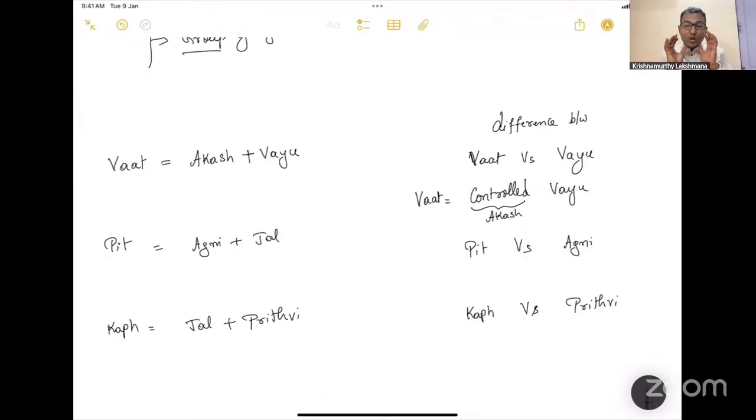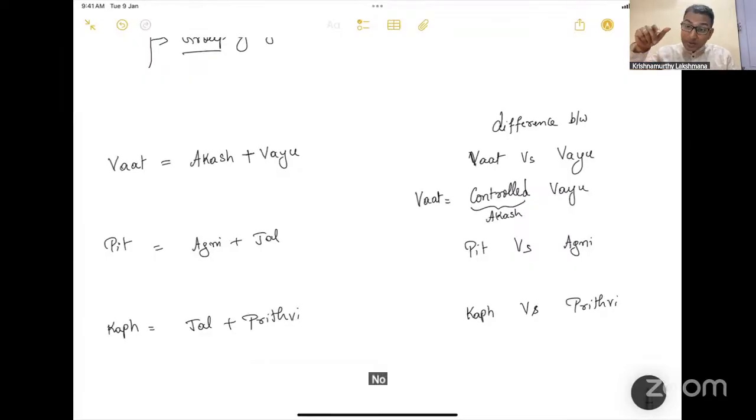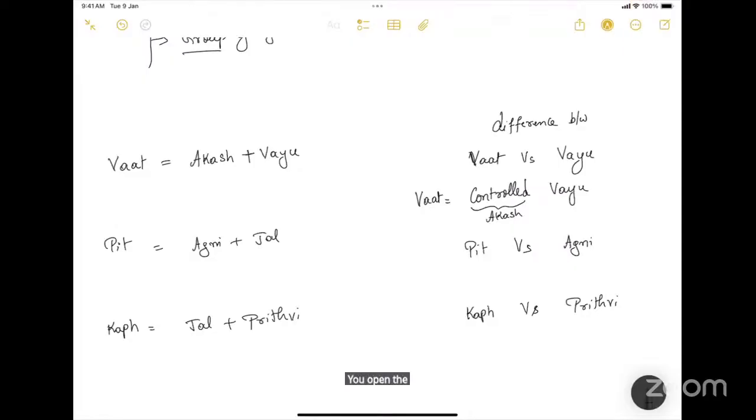So now air is moving. That is, Vayu is moving. How much Vayu should move? Should be controlled. Yes or no? Now, your tap is opened. Water is coming. How much water should flow? Should it be controlled or uncontrolled? It should be controlled.